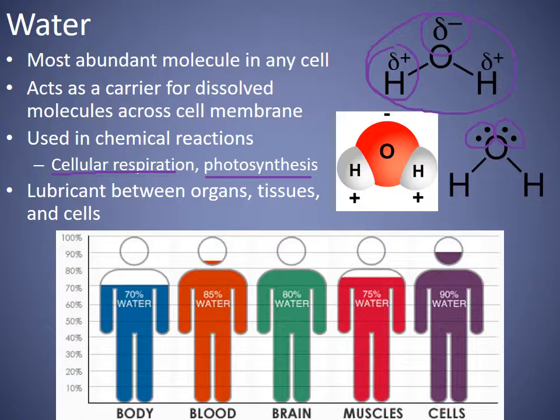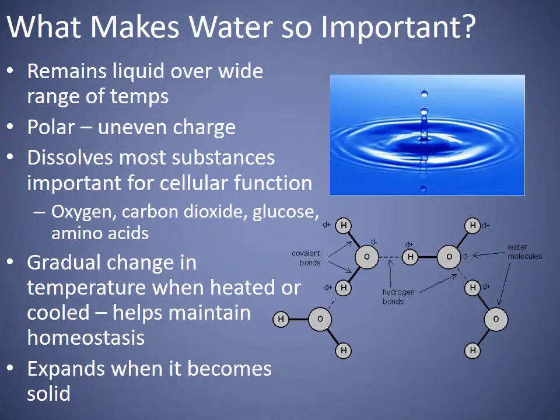Now, a difference in charge across the molecule, the property to describe this is known as polarity. And this polarity is very, very important when describing some of the other properties of water. So what makes water so important? Well, it remains liquid over a wide range of temperatures, from about 0 to 100 degrees. It is polar, the uneven charge, which is very important in terms of its property to dissolve other substances. Again, water is known as the universal solvent, and the reason why is because of its polarity.